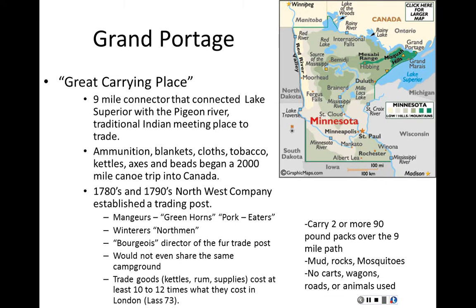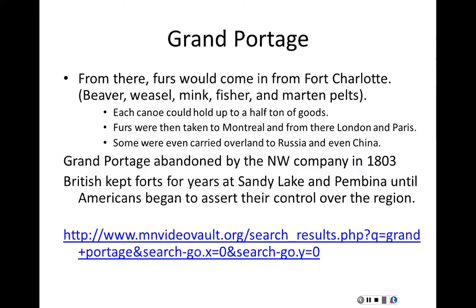And you can see this in depth in the next slide, with how much money the British made here. So each canoe, half-ton of goods. There, it goes to Montreal and London. Some of it goes to Russia and China. So this is an international trade.